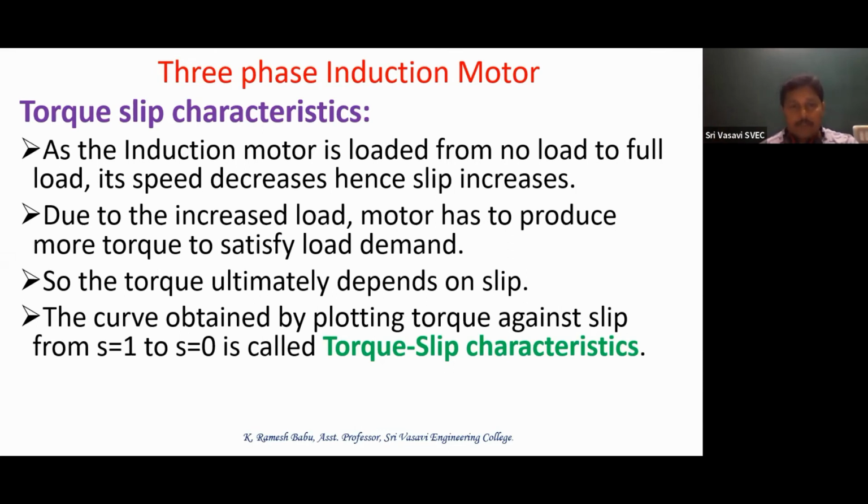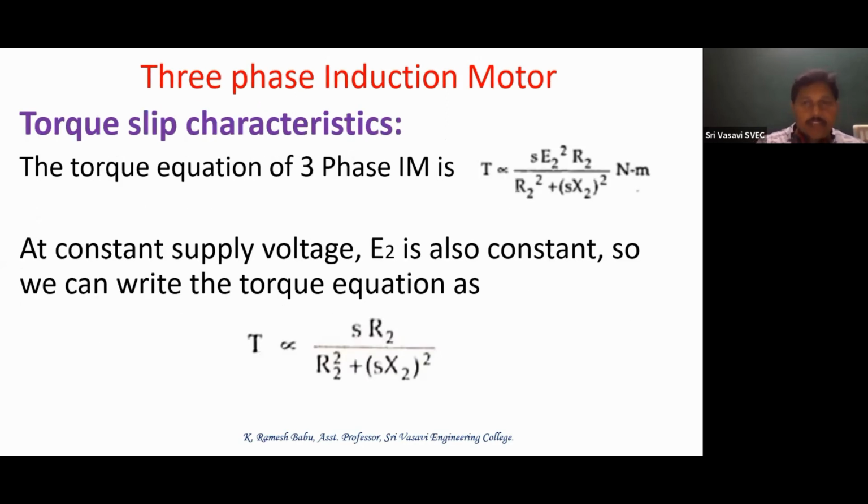Okay. So the torque equation, we already know, is T directly proportional to sE2 square R2 by R2 square plus sX2 whole square. For explaining the torque slip characteristics, we apply the constant supply voltage. Therefore E2, that is rotor induced EMF, is also constant. So the torque equation is rewritten as T directly proportional to sR2 by R2 square plus sX2 whole square.